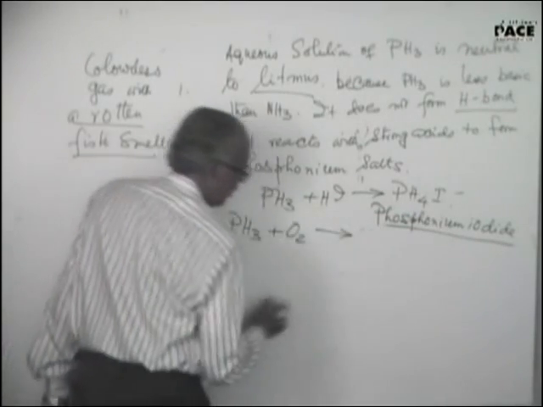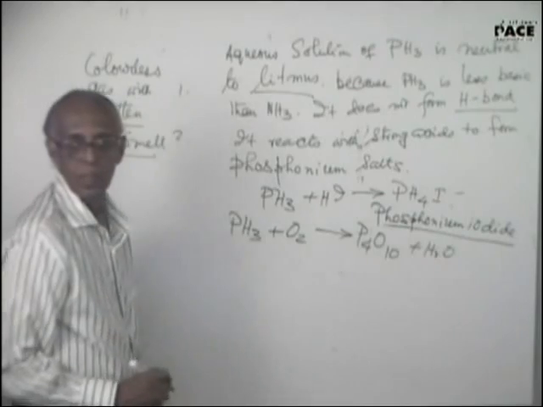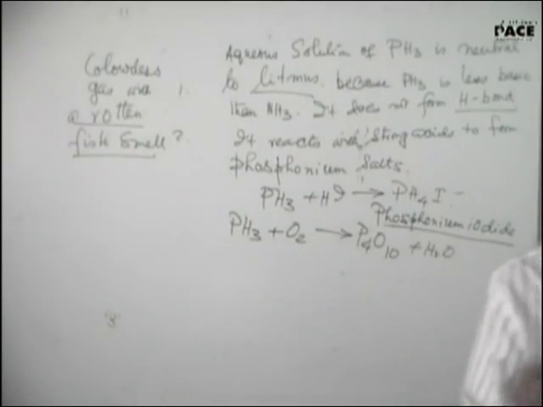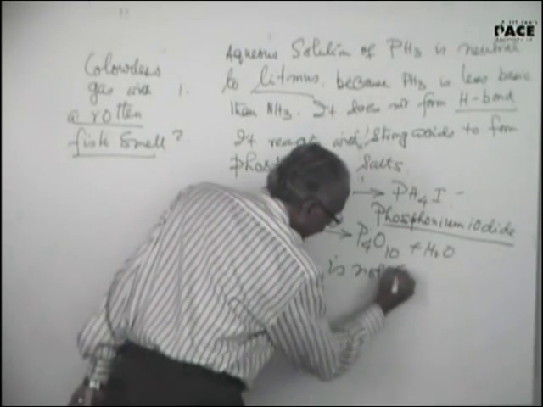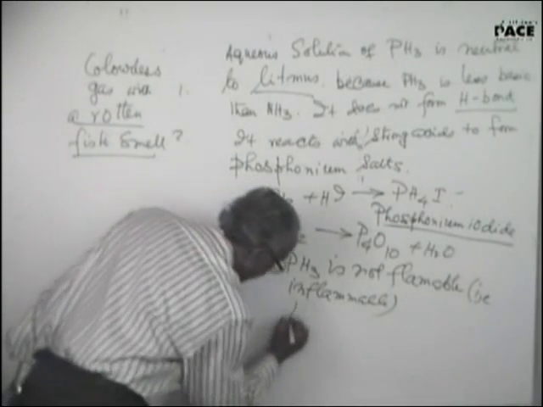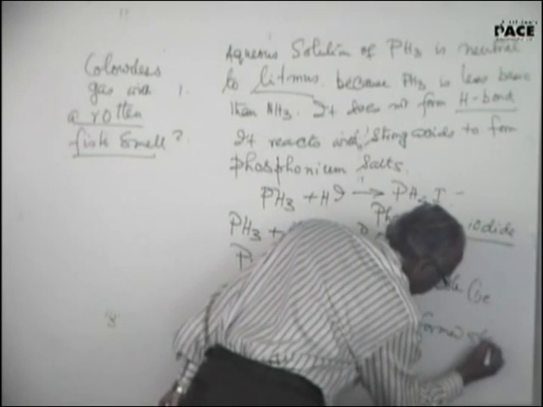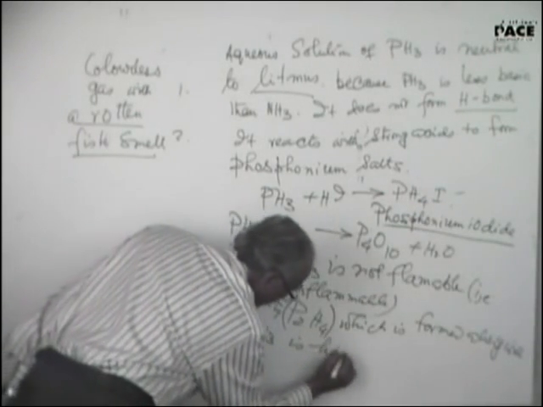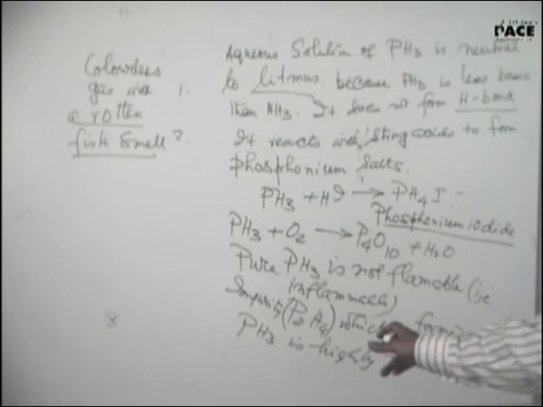Phosphine burns in oxygen, in air, to give you P4O10 and water. Pure phosphine is not flammable, but P2H4, the impurity which is formed along with phosphine, is highly flammable. So pure phosphine will not catch fire. But when you prepare phosphine, some impurity like P2H4 is formed along with it, and that is highly flammable. So you see that phosphine burning is not due to phosphine, it's due to its impurity P2H4.